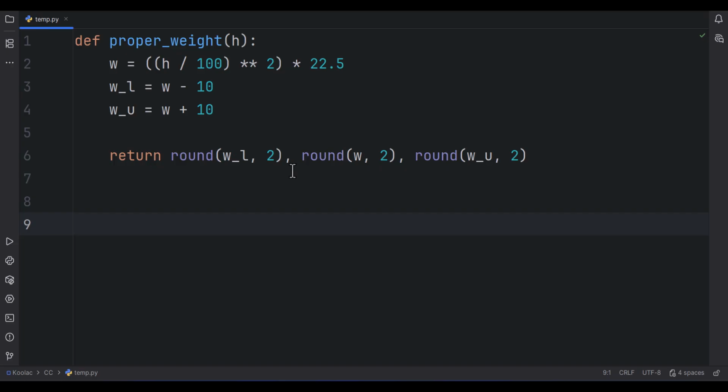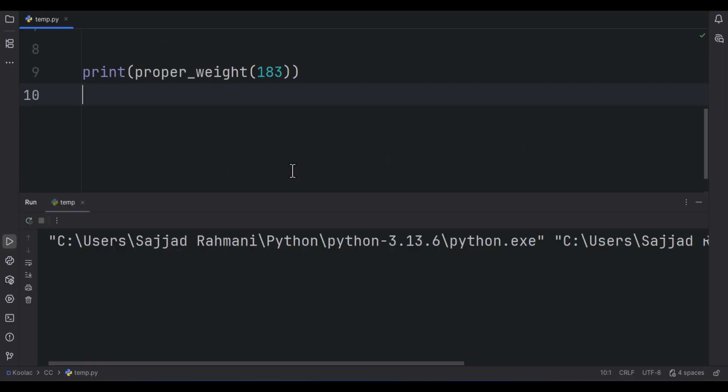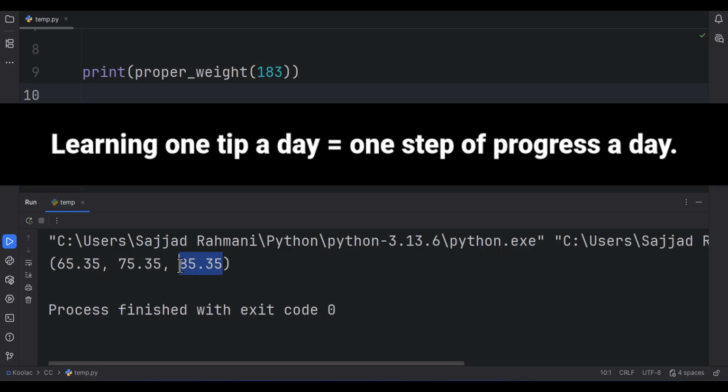So now let's take an example. I want to print the proper weight for someone who is 183 centimeters. So if I run the code, you can see this is the range for that person. It means that person better not be above this weight and not below this weight. And this is the midpoint of this range.